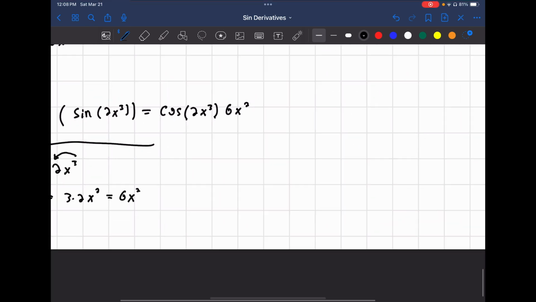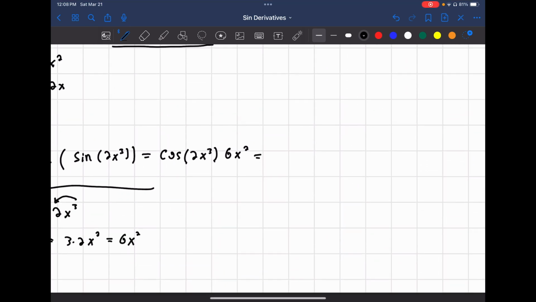And we would simplify or rearrange this. So 6x to the power of 2 cos 2x to the power of 3. And this is our final answer.